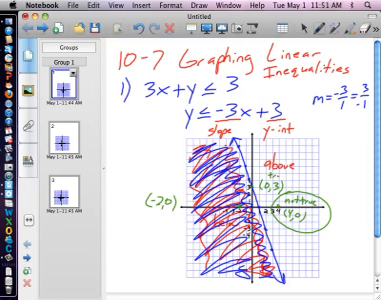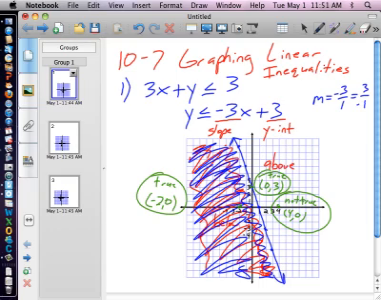This one was true. Right, that's this 0, 3. And then this one was also true, right? So you can see anything in the shaded region should work. Anything not in the shaded region should not work. That's how you check your answer.